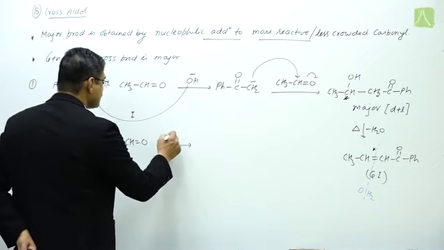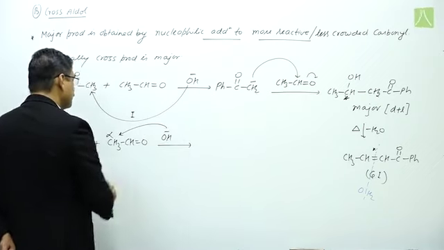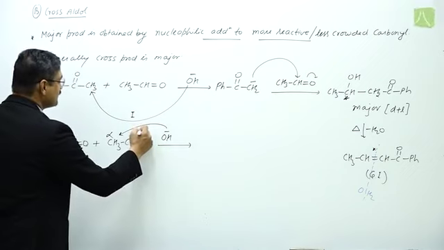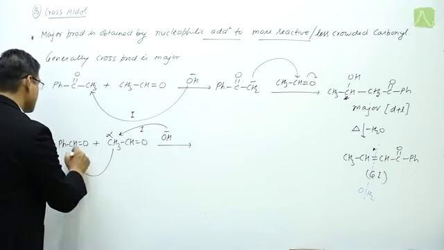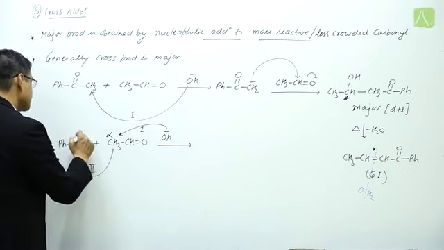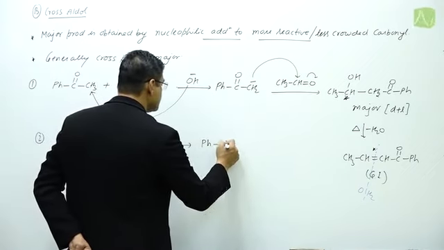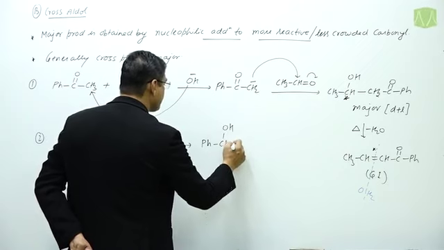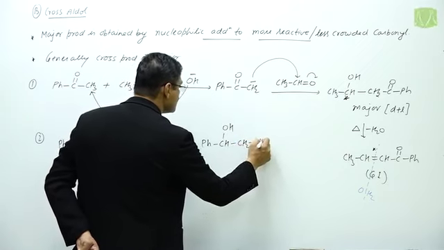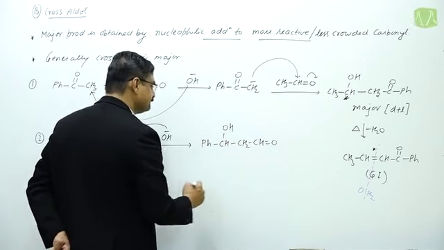So in this case, alpha hydrogen is removed from here. This is the first step. Now second step, nucleophilic addition to PhCHO. So this is PhCHOH, CH2CHO. This is the major product.